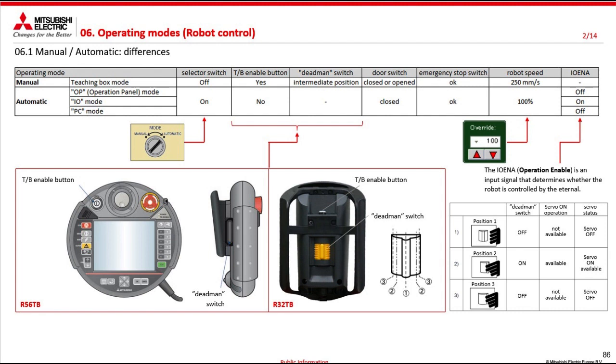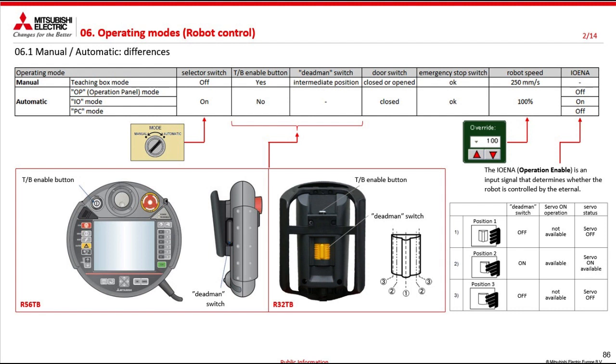Working automatically, these things change. Then we will go to see what the various automatic modes are. First of all, the selector must be positioned on automatic. The enable button must be off. This enable button is a kind of safety for the operator.